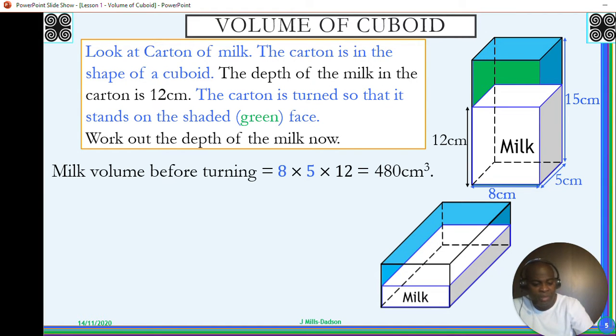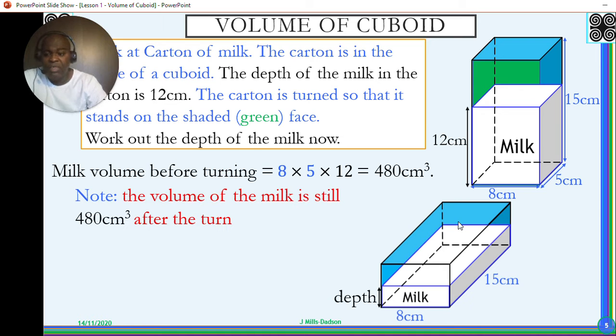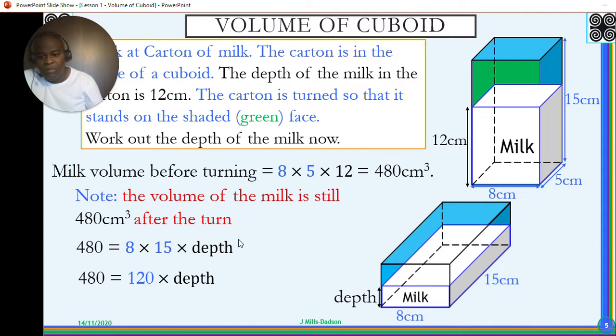So let's bring the numbers down. Now we want to find the depth or the height of the milk. So this question is similar to the question we did before about the reverse, finding the missing length. The same question. Volume is now 480. After the carton is turned, the milk volume is still the same. So we still have 480 as the volume, equals 8 times 15 times the height or the depth of the milk. 8 times 15 will give us 120.